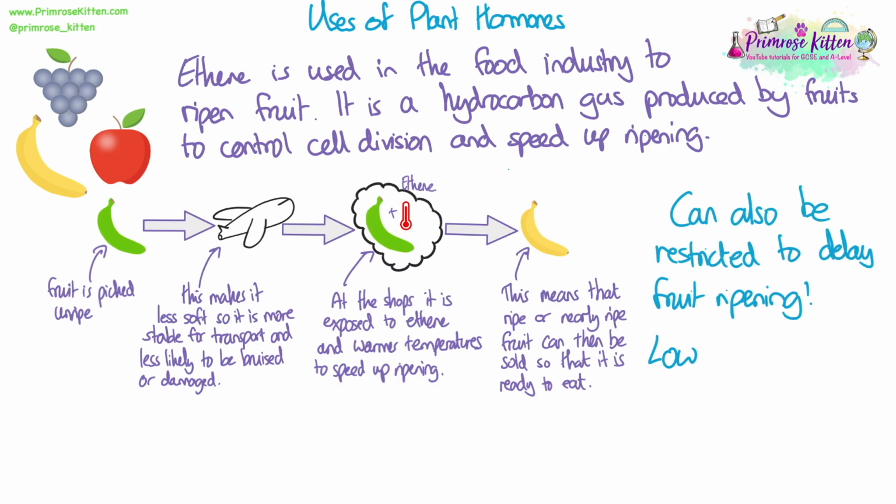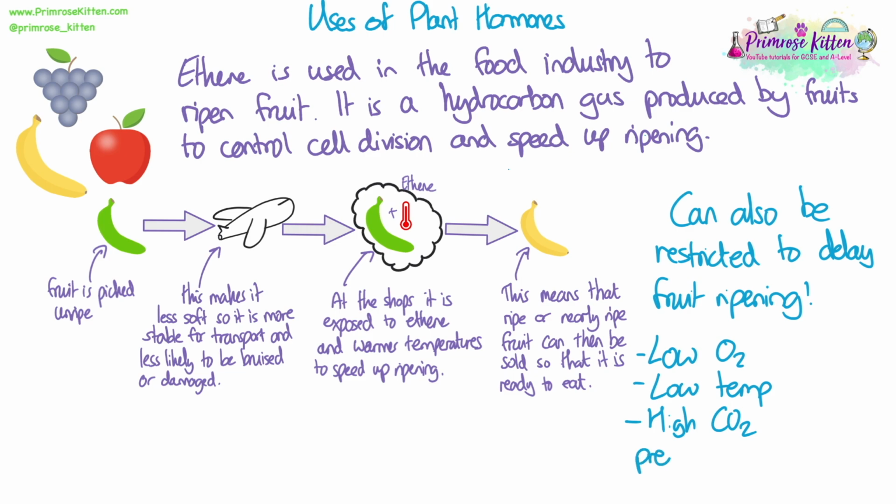You can also flip this around to the opposite. So we can also restrict the production of ethene in order to delay fruit ripening. So obviously sometimes you want to make fruit ripe ready to be sold, but in other ways you might also want to delay the fruit ripening if it's being stored ready to go out on the shop front and you're not ready for it yet.